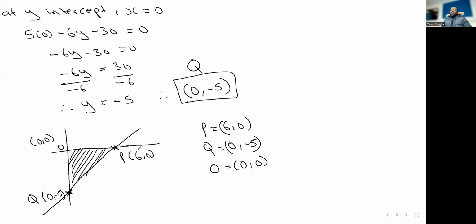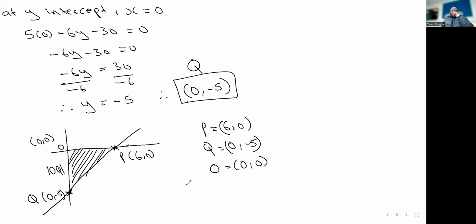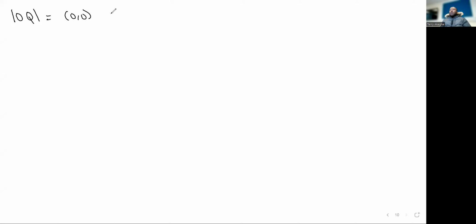So I'm going to first start with OQ. I'm going to use the distance formula to find OQ. So we're looking for the distance OQ. We know O is the origin, which is 0 and 0, and Q is 0 and minus 5. So as usual, we know this is our x1, y1, x2, y2. Then we can find the distance.